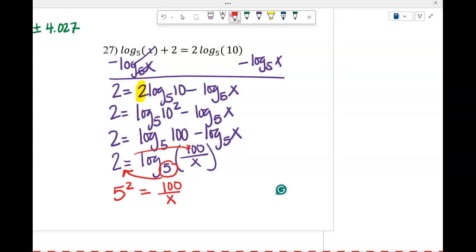I'm going to move my equation over here. 5 squared is 25, that's what I meant to say. So 25 equals 100 over x.